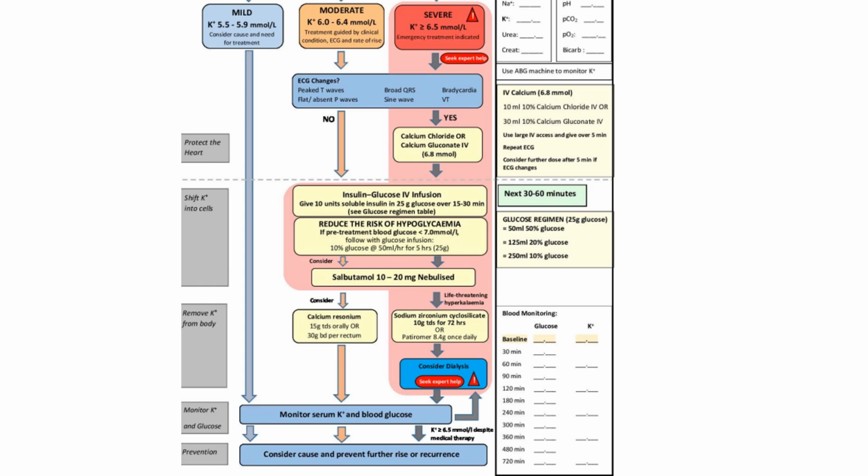But that is not it. Potassium can rebound. So to avoid that, we need to remove potassium from the body. For that, we use some form of potassium binder, such as calcium resonium or sodium zirconium cyclosilicate, or Lokelma. If these measures fail, then only do we have to think about dialysis.